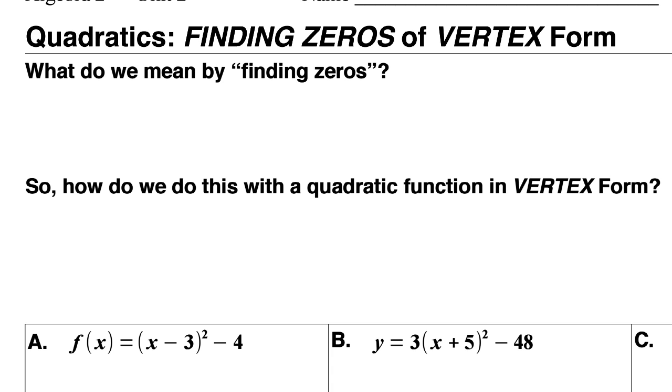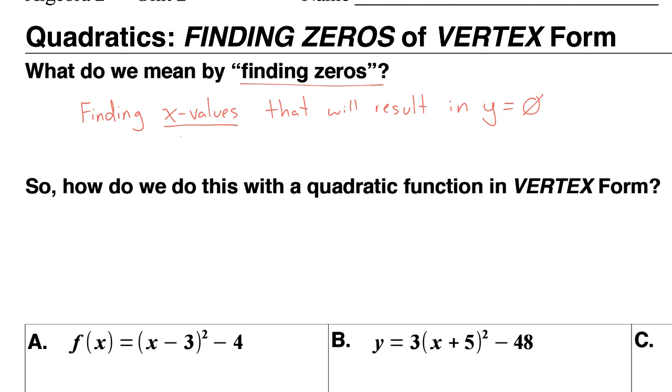All we're really talking about when we find zeros is finding x values that will result in y equal to 0. Okay, we're going to have some input values. These are inputs, remember, that are going to have an output of 0. And that's where the function is going to cross that x-axis. So that's what we're talking about when we're finding zeros. It really is just another way to talk about finding our x-intercepts.